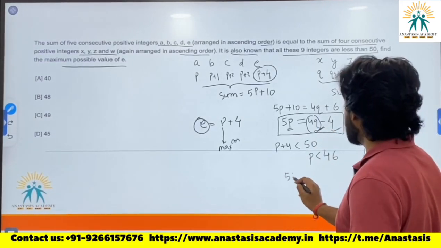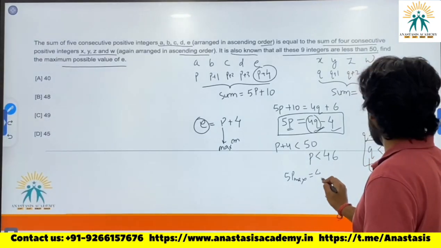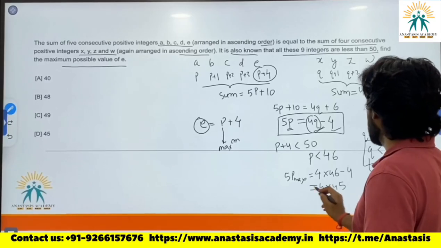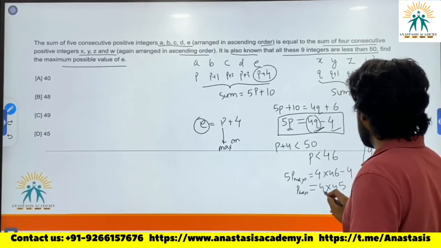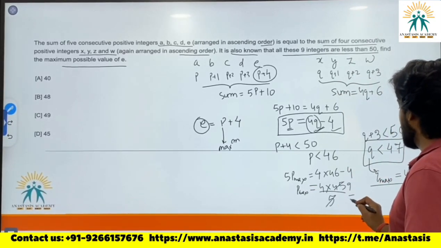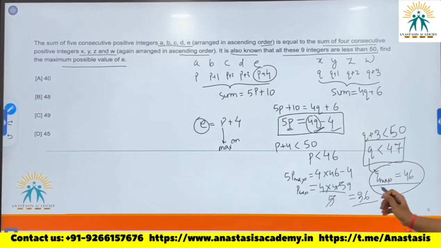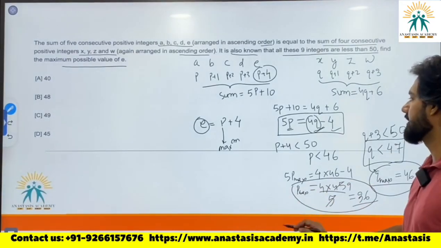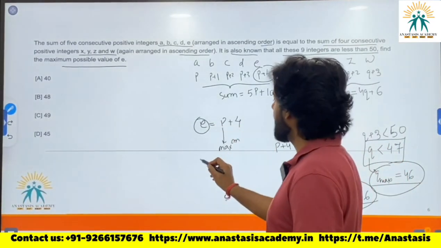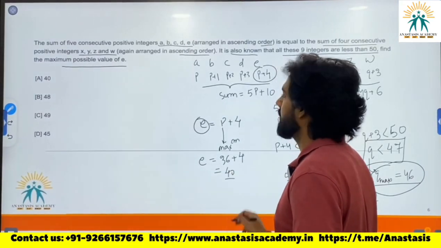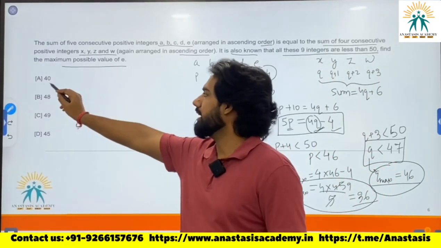So from here p max would be 4 times 46 minus 4, and that is 4 times 45, divided by 5, that is 9 times 4, or 36. So from this relation, if I put the maximum value of q as 46, p max comes out to be 36. So the maximum value of e can be 36 plus 4, and that is 40. So the correct answer to this question is option A, 40.